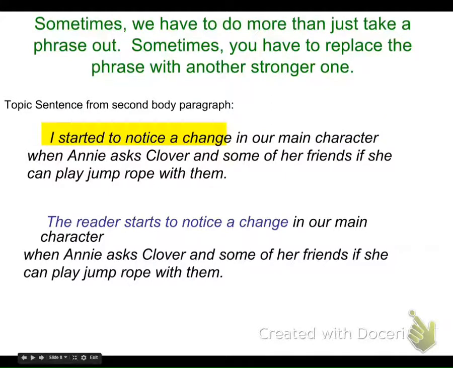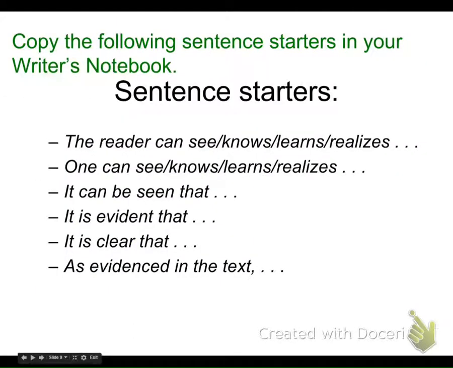So sometimes we have to do more than just take the phrase out completely. We actually have to replace the phrase with another stronger one. So this is my topic sentence from my body paragraph, and it says, I started to notice a change in our main character when Annie asked Clover and some of her friends if she can play jump rope with them. So instead of saying I, I want to make it general, so I'm going to say the reader, because anybody could be the reader. The reader could apply to a large number of people, not just me.